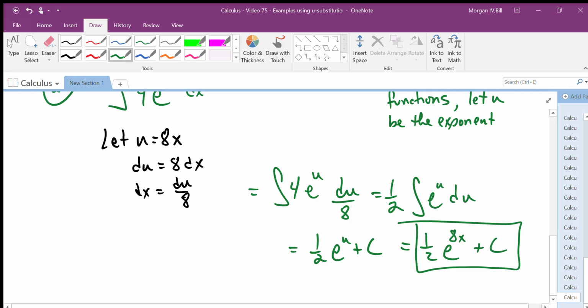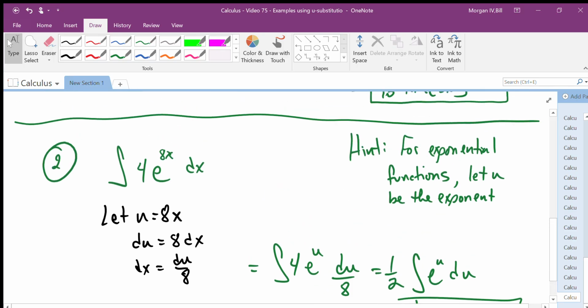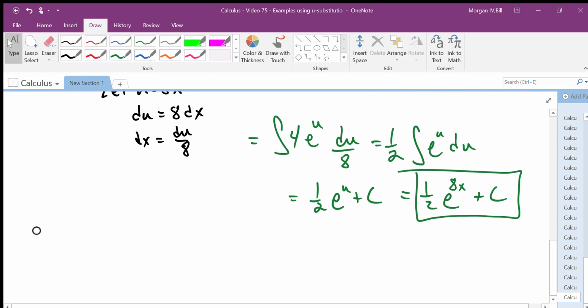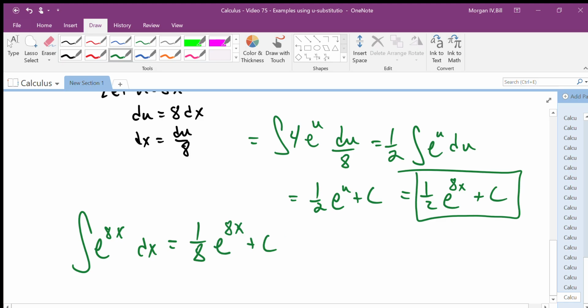You have to be a little bit careful here. A lot of people want to see this e to the 8x and just say that the antiderivative is e to the 8x. But it's really not. The antiderivative of e to the 8x dx is actually 1/8 e to the 8x plus c. If we do the u substitution, we see that right here, when we end up taking du divided by 8. Eventually, we'll get pretty good at this, and we'll just know that the integral of e to the 8x dx is 1/8 e to the 8x plus c.